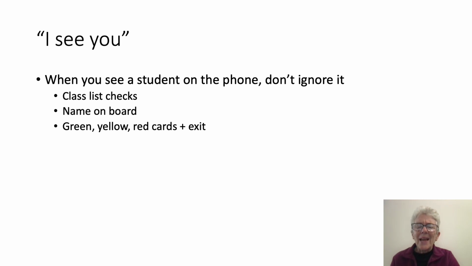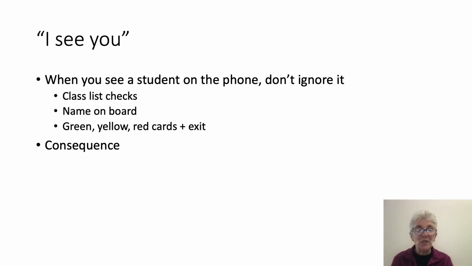A key to any good classroom management is that when you see a problem, don't ignore it. Some possible ways to let students know that we see them violating our classroom code would be check their names on a class list, write their name on the board and add checks, or give everyone a green card at the start of class and exchange it for a yellow or a red card if you see them using their phone. At the end of class, when students are leaving, they return their card to the teacher.